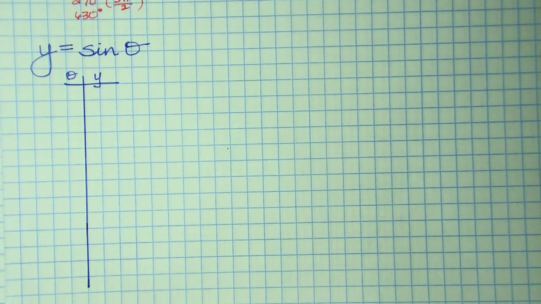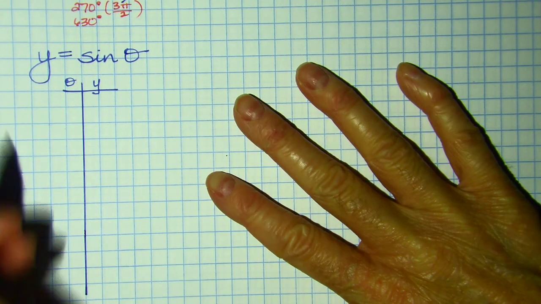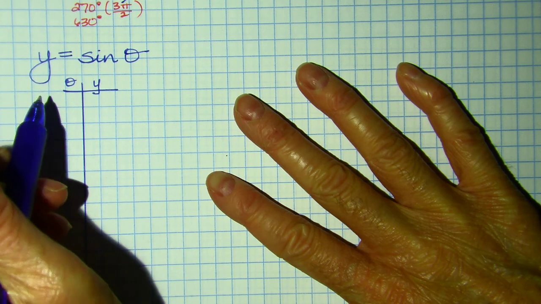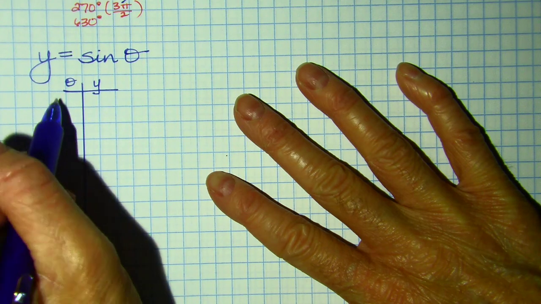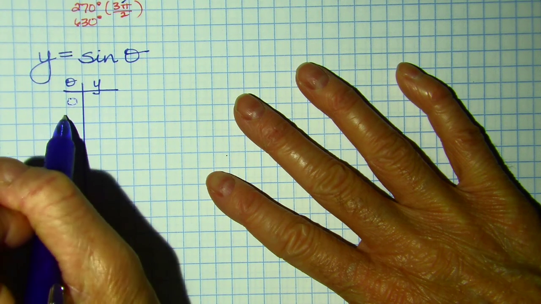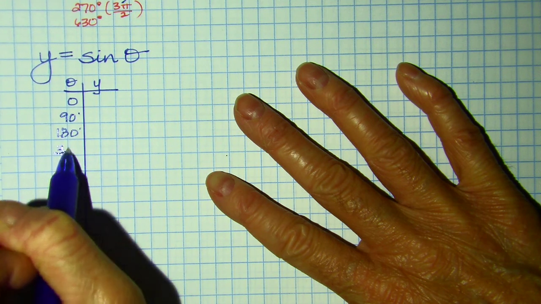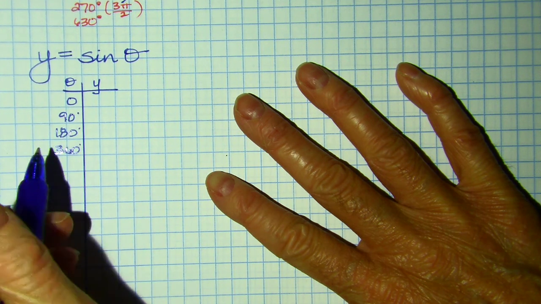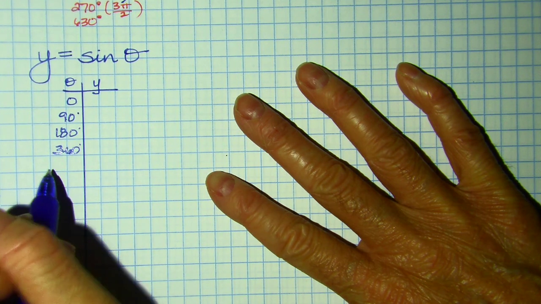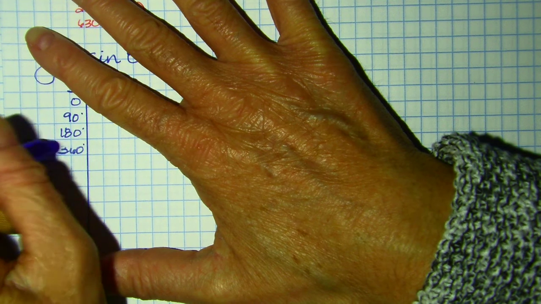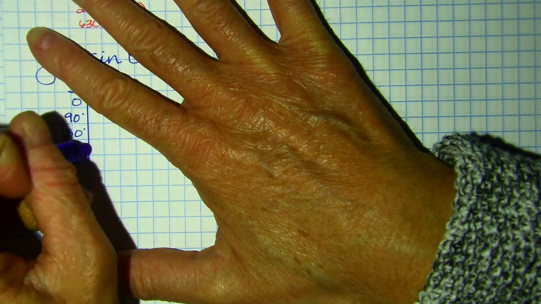So I'm going to start with positive: 0, 90 degrees, 180, 360. And then I'm going to do the negative values. Oh, whoops, I skipped 270. And that way you can see the graph.